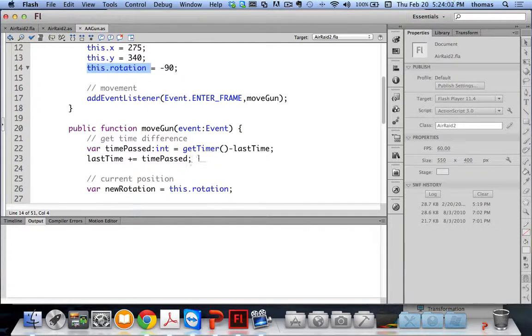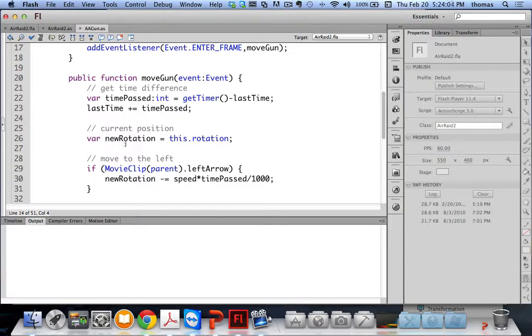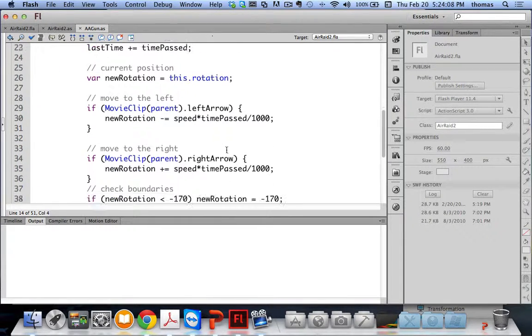Okay, we're going to move our gun, and we're going to say, well, new rotation is equal to whatever the rotation is, right? And what we're going to say is this: if the left arrow is pressed, then our new rotation is negative equal to the speed times the time passed. So we can actually change the angle of rotation. So we're going to find out where the rotation is based on our left arrow, right arrows. Right? That's what's going to happen. Whatever the speed of rotation is, it's going to rotate us left or right.